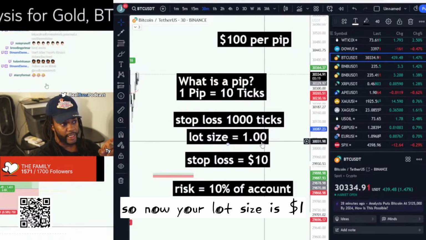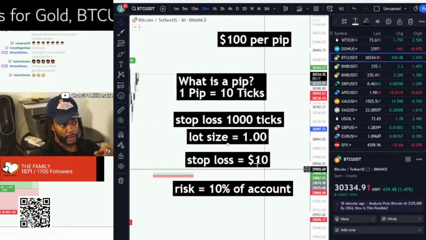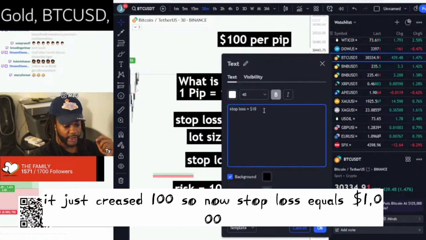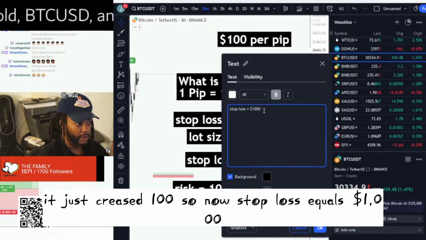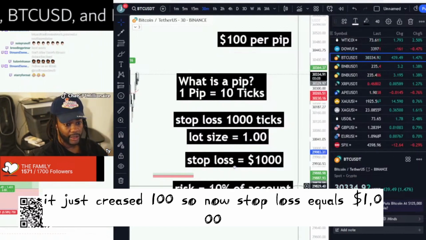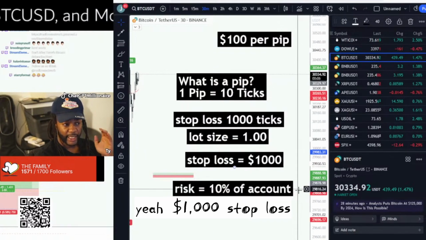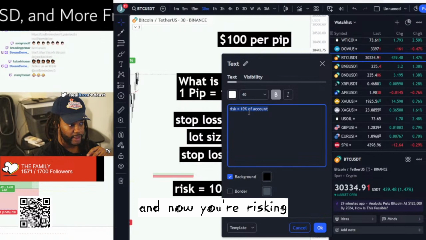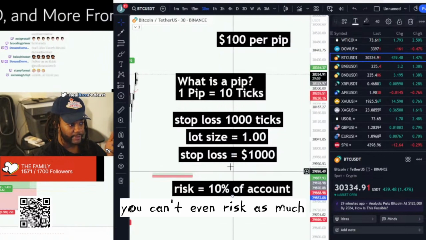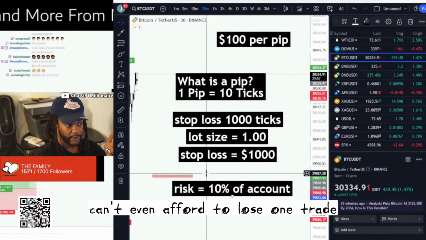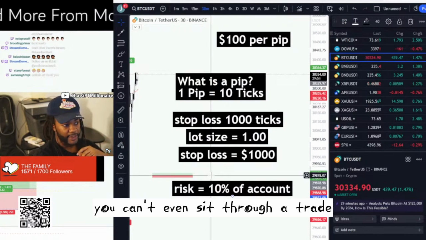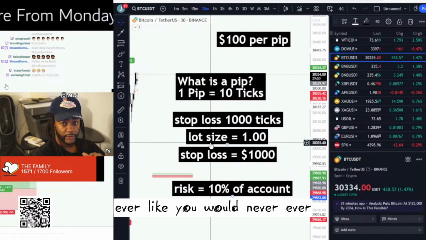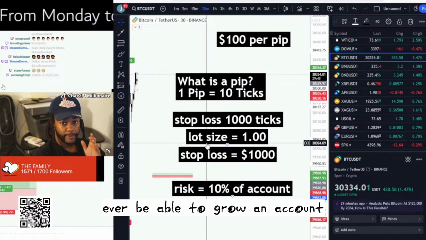So now your lot size is $1. So now your stop loss being 1,000 ticks, it just increased 100 times. So now your stop loss equals $1,000. You got a $1,000 stop loss, and now you can't even afford to lose one trade. You can't even sit through a trade, and you're never going to be able to grow an account like this ever. Like, you will never ever be able to grow an account.